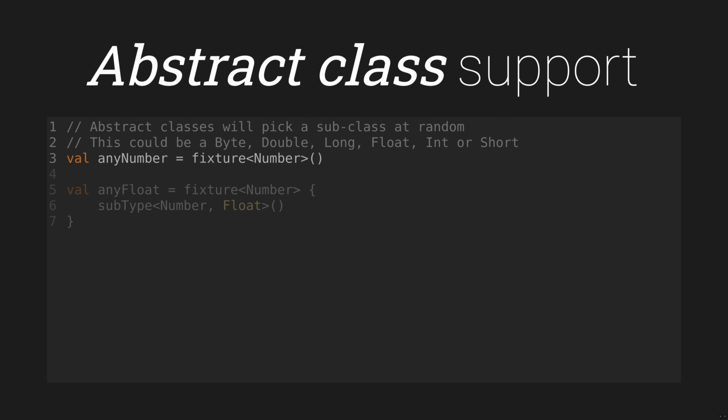Another feature Kotlin Fixture has that none of the other libraries out there support is that for abstract classes. If your value object asks for a number, it will randomly generate a byte, double, long, float, int or short, where the other libraries would usually just throw a runtime exception.